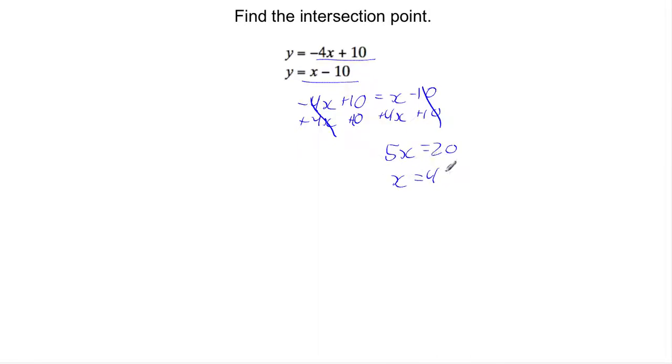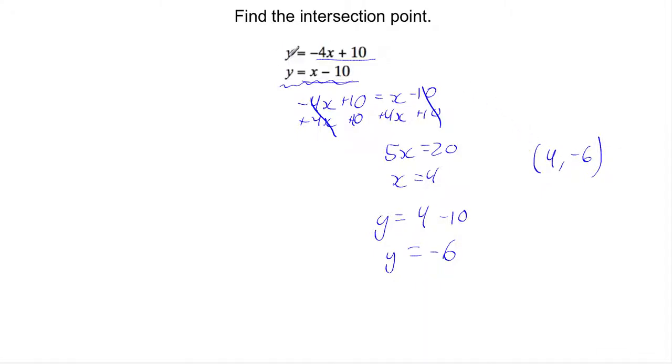Knowing that x is equal to 4, I can plug this back into either one of these equations. Why not the second one? So that means that y is equal to x, which we just found is 4, minus 10, so y is equal to negative 6. So this has an intersection point of 4, negative 6.